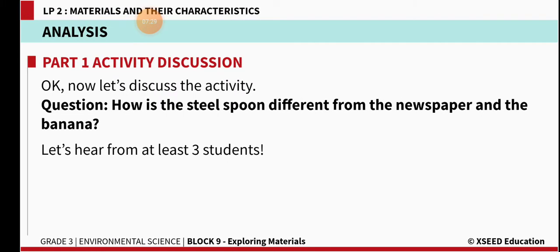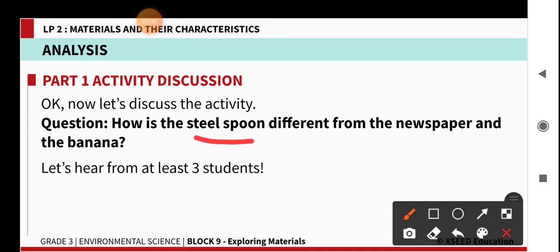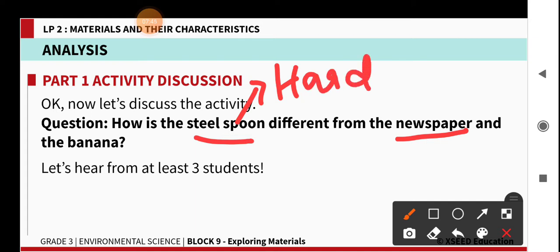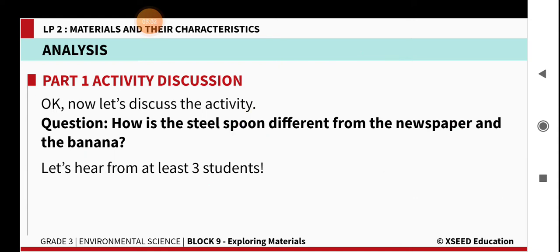Yes, now you try to answer this. How is the steel spoon different from the newspaper and the banana? When you differentiate between a steel spoon and a newspaper, the steel spoon is so hard, whereas the newspaper is so soft. And when you compare the steel spoon and the banana, the banana can rot. It's a biodegradable thing, whereas the steel spoon cannot rot. It's a non-biodegradable thing, isn't it?